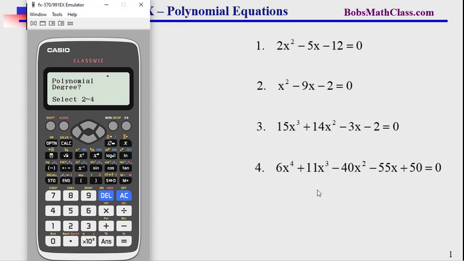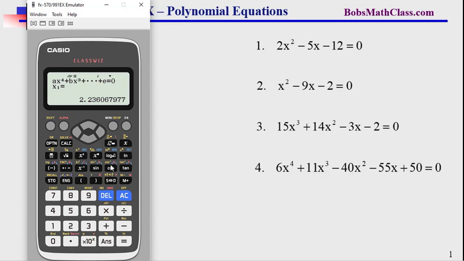This time we're going to choose degree 4. And now put in my numbers: 6, 11, negative 40, negative 55, and 50. These do have to be in order. I didn't say that, but they have to be in order. There has to be a 0 on the right-hand side. Okay, so we hit our equals.